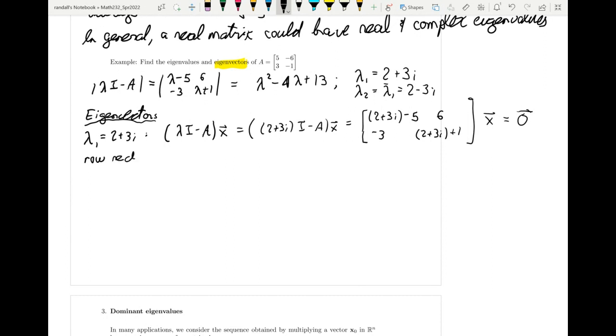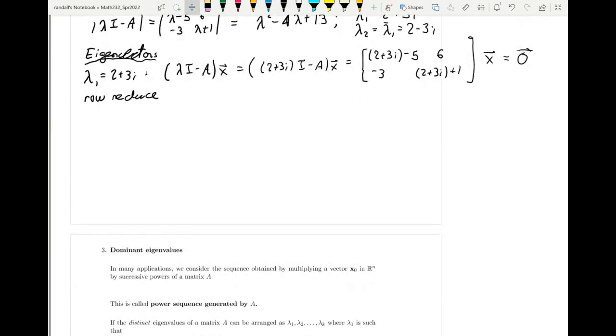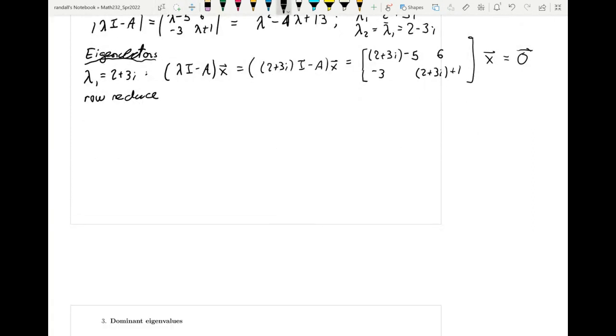So row reduce. Now we need to use our complex algebra to do the row reduction. So let's just simplify that slightly. Let's do that simple algebra there. 2 plus 3i minus 5 gives me minus 3 plus 3i. And then minus 3 down there, 6 here. Now 2 plus 3i plus 1 gives me 3 plus 3i.